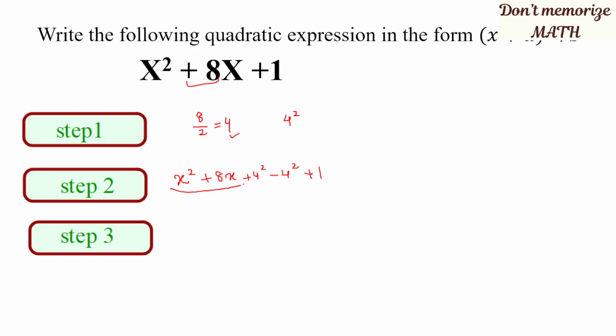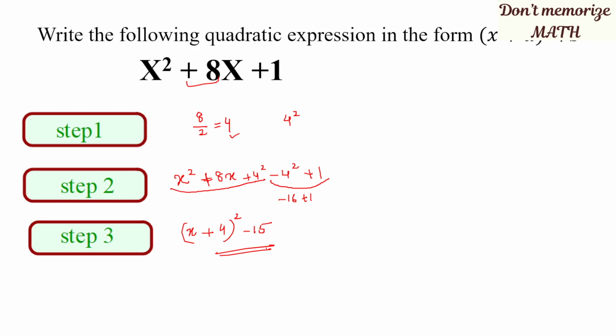Okay, then divide into first 3 terms and last 2 terms. First 3 terms, how can we write? Just take x. We have plus here, so you have to put plus. Then 4 square, just take 4, put the bracket and put the square. Okay, then minus 4 square. Minus 4 square is minus 16. Then plus 1. Minus 16 plus 1 is minus 15. So the answer is x plus 4 whole square minus 15. Okay, is it clear? I hope it is clear for you. If it is not clear, go back to the previous question and see that one more time.